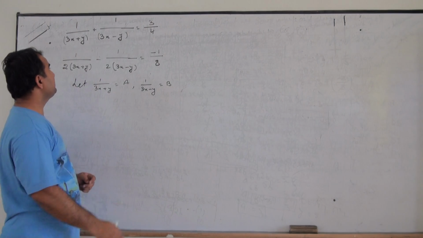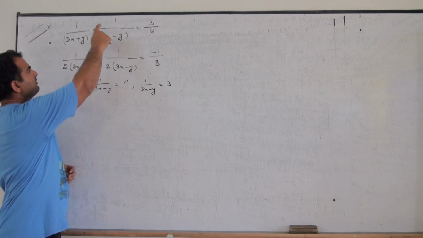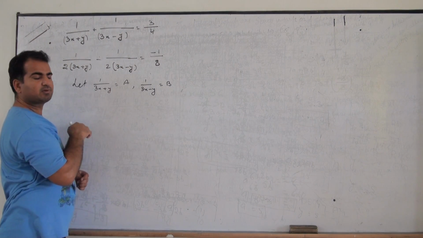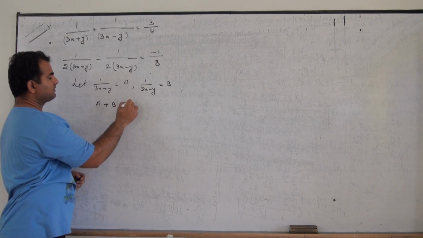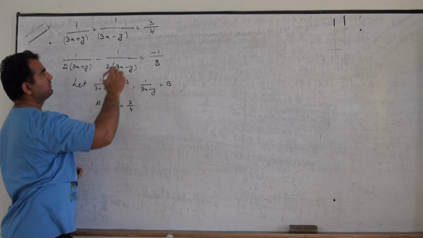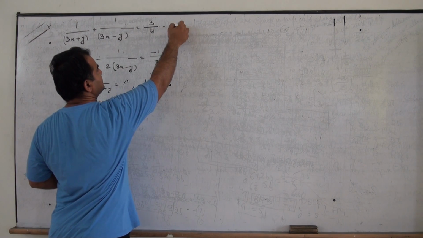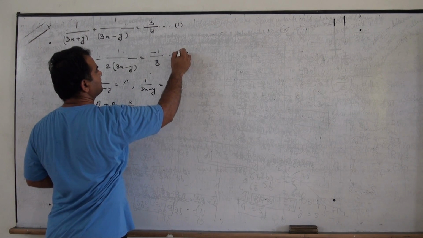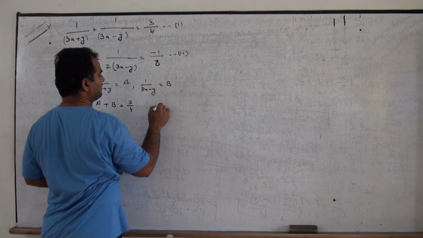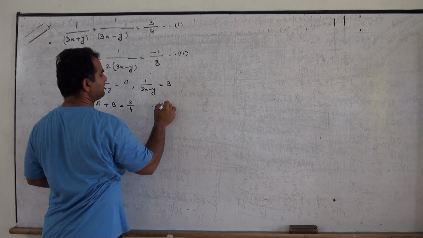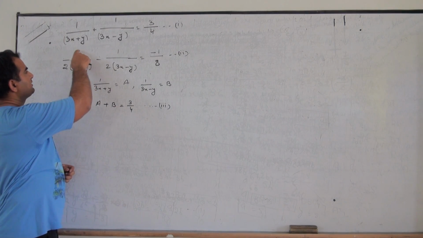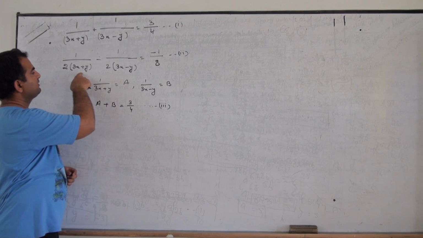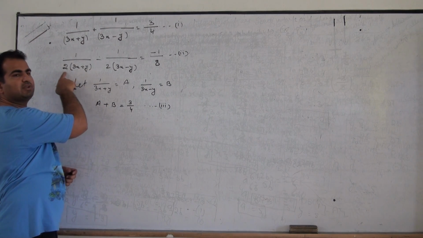So the equation will be a plus b equals to 3 upon 4. Let this equation be first, second, this should be third.